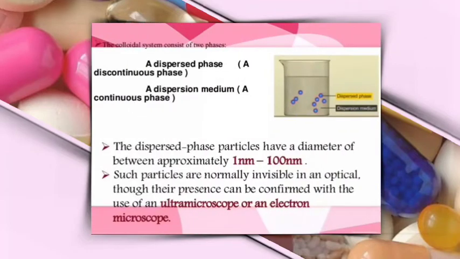The dispersed phase and the dispersion medium, which is the continuous phase. The dispersed phase particles have a diameter of approximately 1 nanometer to 100 nanometers. Such particles are normally invisible in an optical microscope, though their presence can be confirmed with the use of an ultramicroscope or an electron microscope.